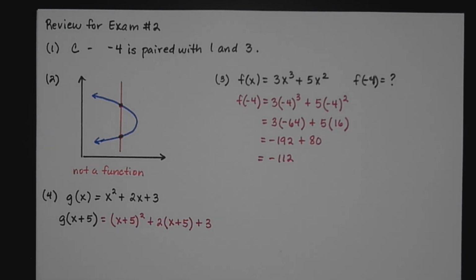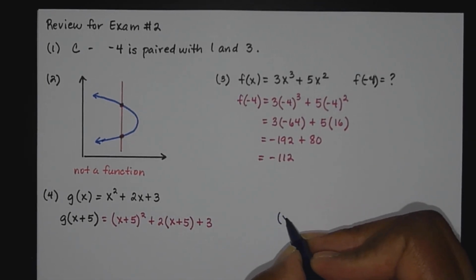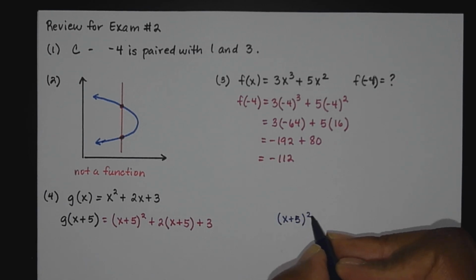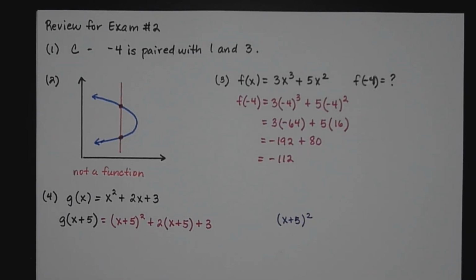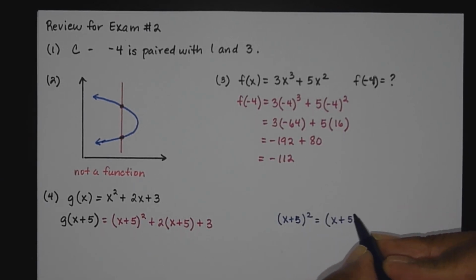From here we go ahead and simplify. That x plus 5 quantity squared, if you want to, you can do this off to the side. Since x plus 5 is used as a factor twice, I'm going to go ahead and write that as x plus 5 times x plus 5.